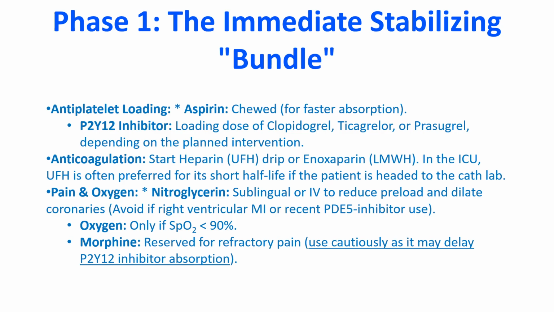Oxygen to be given only if SpO2 is less than 90%. That is the result which is shown from the AVOID trial. Morphine is reserved for refractory pain. Use cautiously as it may delay absorption of P2Y12 inhibitors.